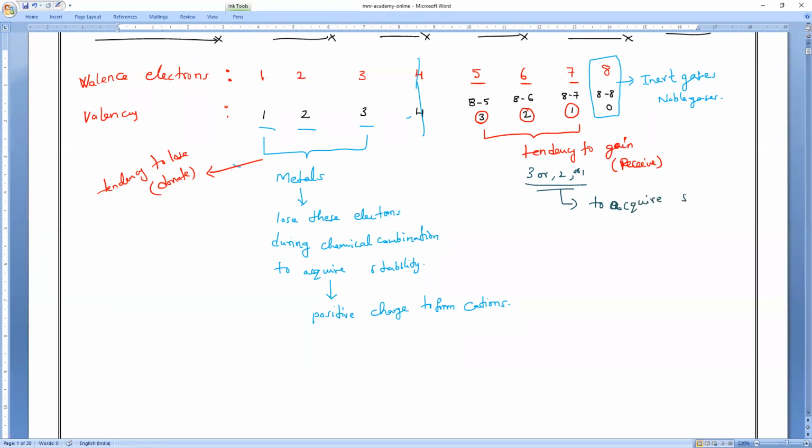To acquire what purpose, guys? To acquire stability. And what will they form after receiving the electrons? They will form a negative charge. Negative charge to form what ions? Anions. Acquire negative charge to form anions. So that's all it is.